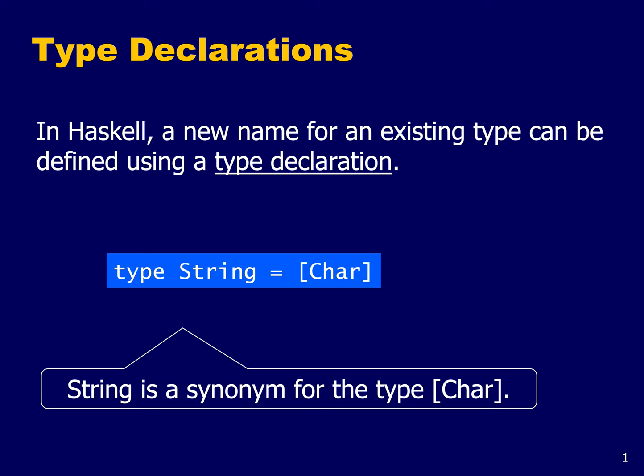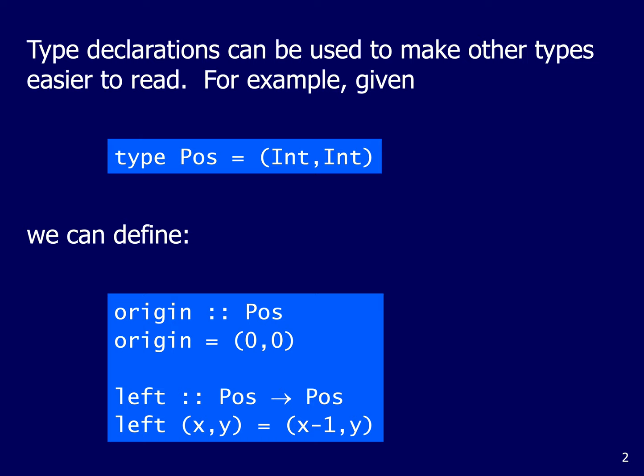So what's the point of having these kinds of type declarations? Well, one of the points is that they can make other types easier to read. Here's a simple example of this. Here I've declared a simple type called Pos for positions, and it's just going to represent xy coordinates or Cartesian coordinates. So we might have a pair of an x coordinate and a y coordinate, both of which are integers.